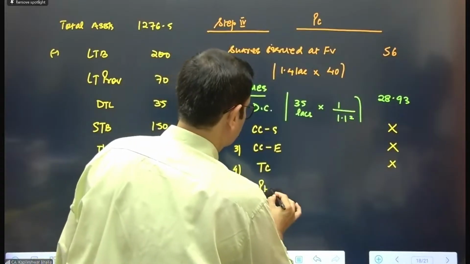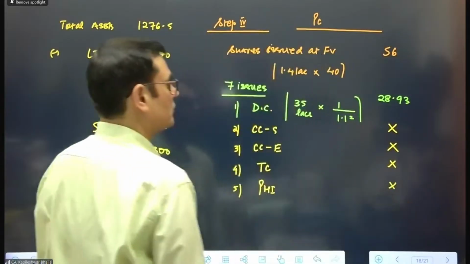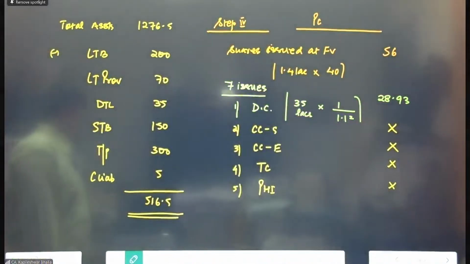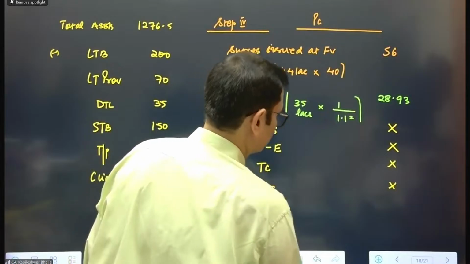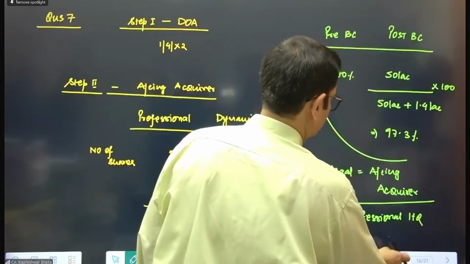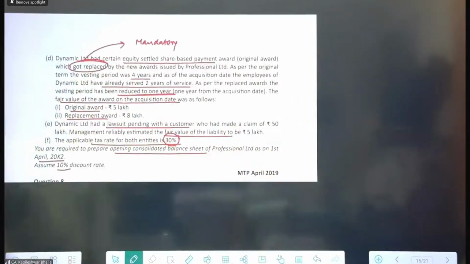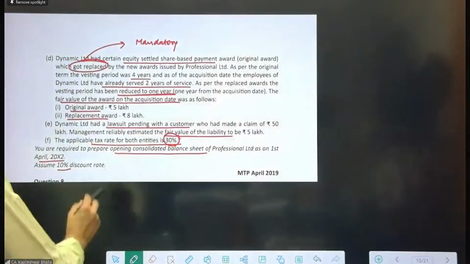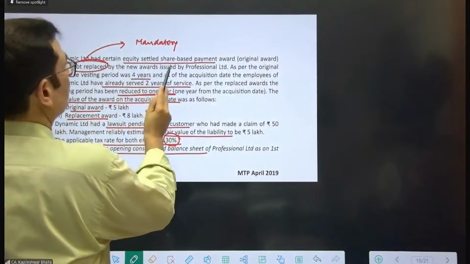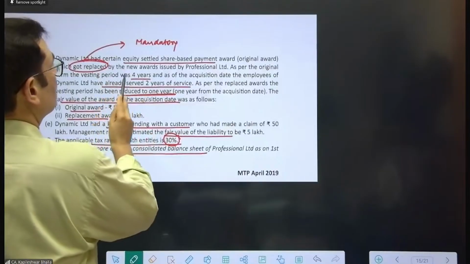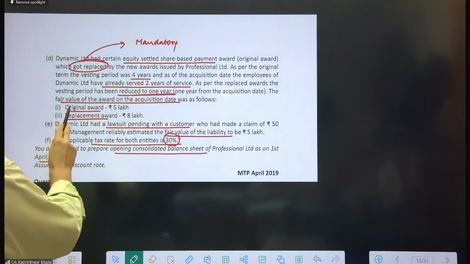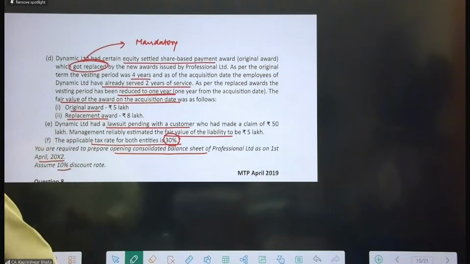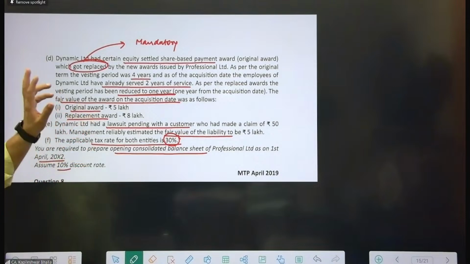Then we need to consider PHI. I think there is no PHI also given in the question. Yes, sir, but there is a share-based payment. So let's go back to the share-based payments in the question. Let's have a look at point number D. We are given that there is an equity settled share-based payment and the total vesting period is 4 years, out of which 2 years already passed by. And you're given the original award fair value and the replacement award.